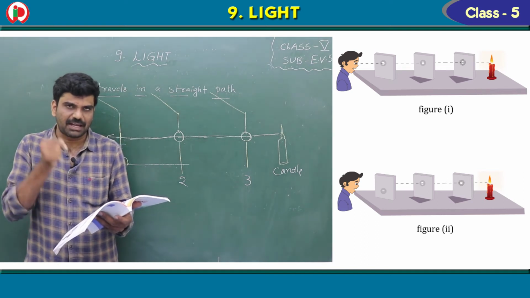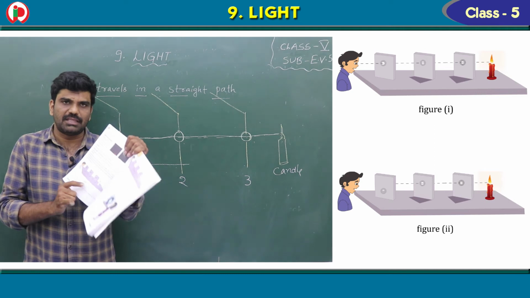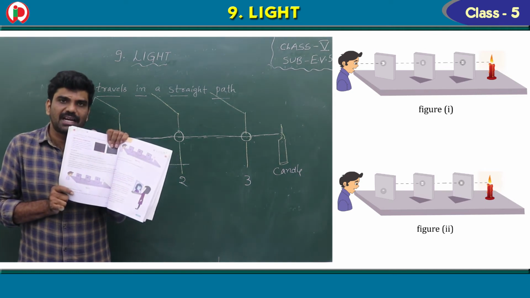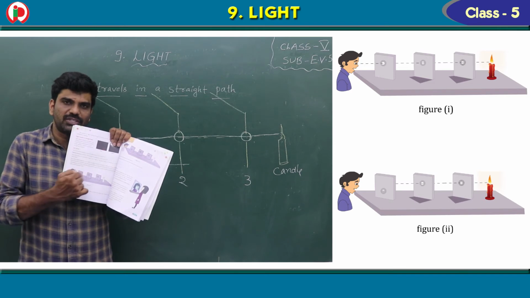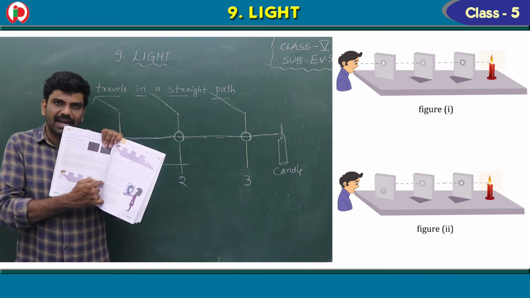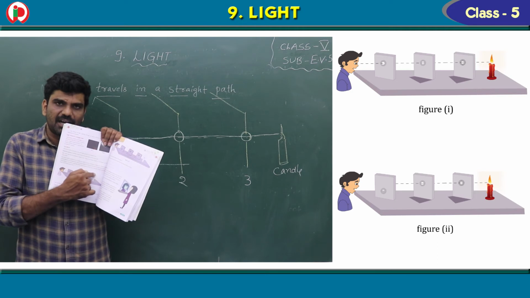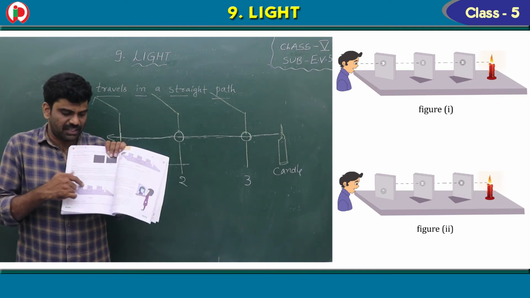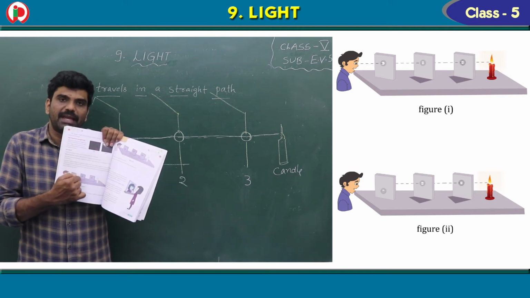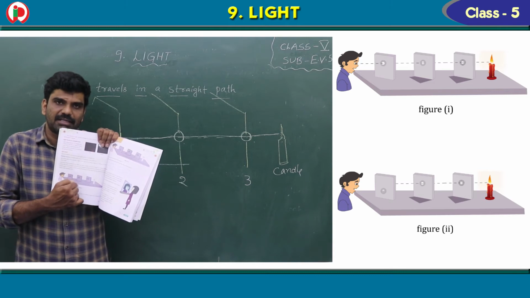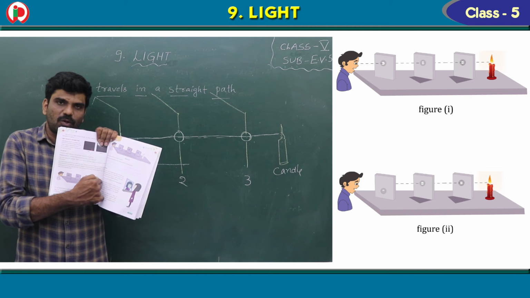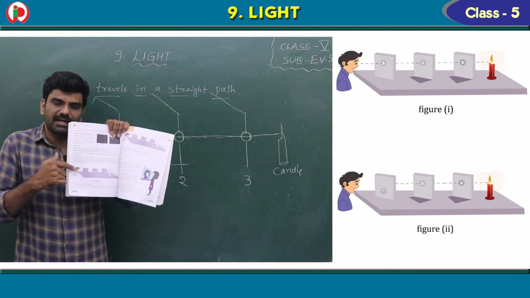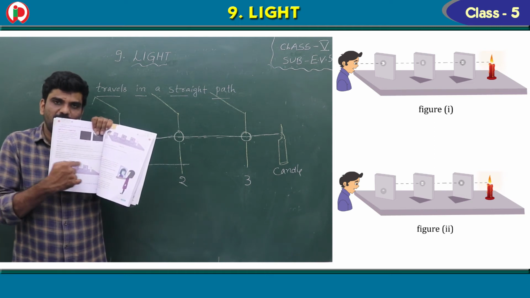Last and final, I am explaining this one. Now this experiment is to prove that light travels in a straight line. For that, you have to take 3 cardboards and a candle. These 3 cardboards are of equal size, and you should make the holes of the same height, with the candle at the other end. Keep these 3 cardboards on the table and look from one end. Can you see the light?